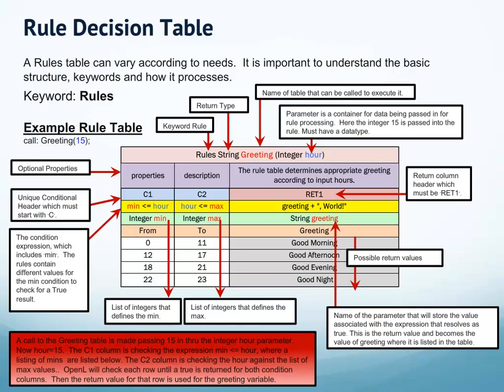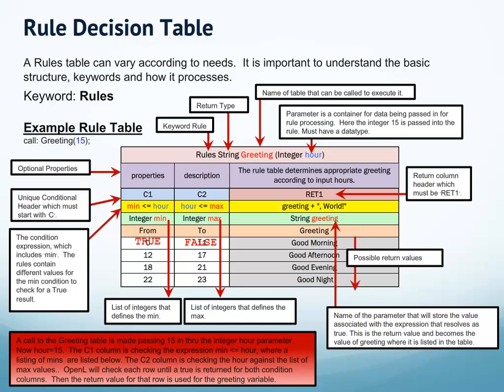So for the first row, it's going to resolve as true. The second row is going to resolve as true as well. But if you go over to the conditional column 2, it's going to take hour, and it wants to see if the max is greater than the hour. So you're going to go down, and 11 is not greater than 15. So that's going to be false. So that row is not going to execute. But 17 is greater than 15.